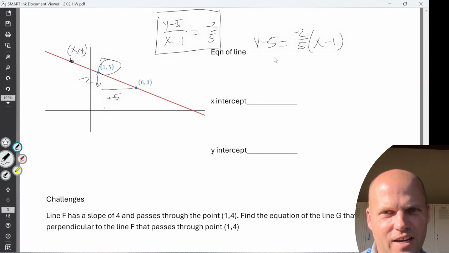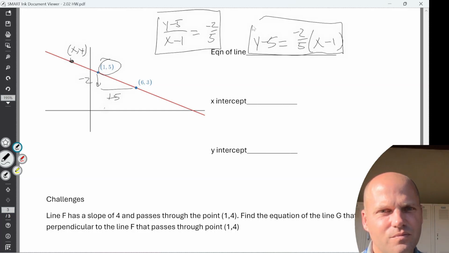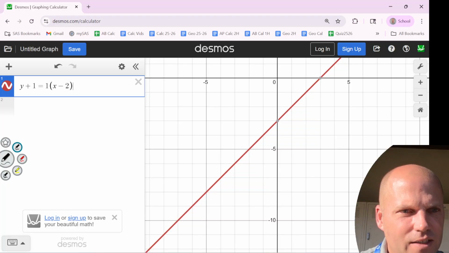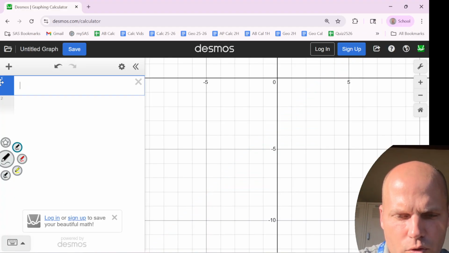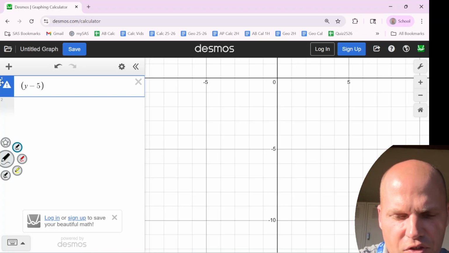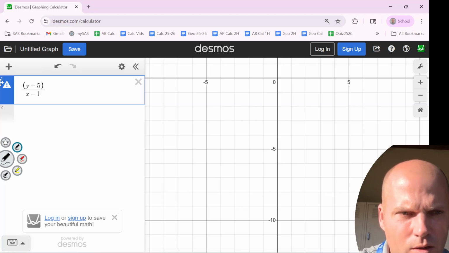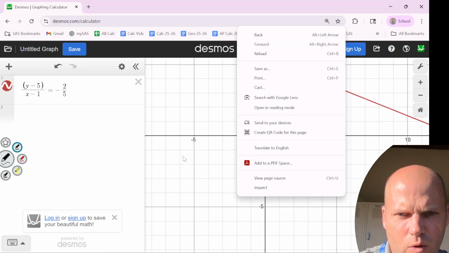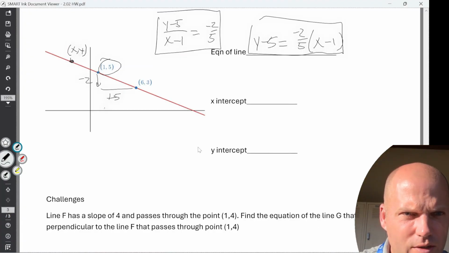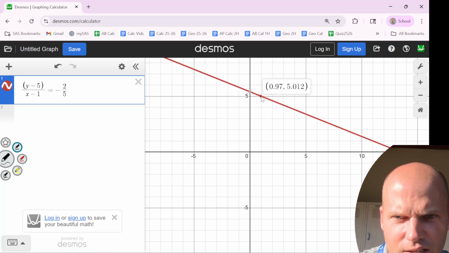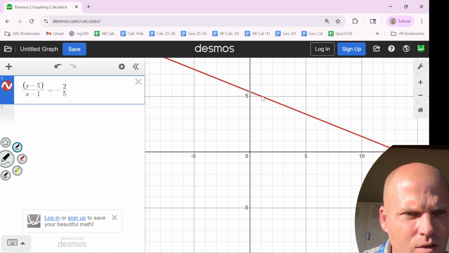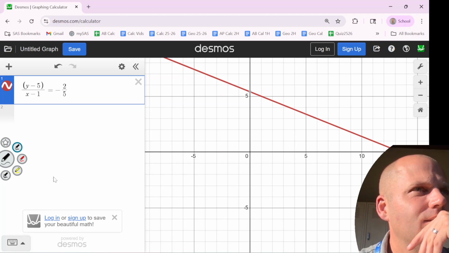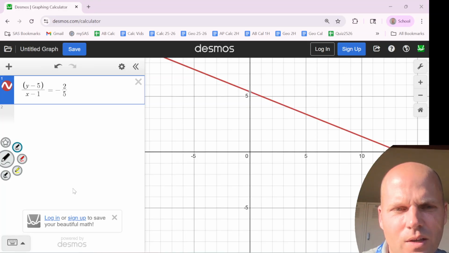This is the equation of a line, honestly. This is also an equation of a line. That's something I'll bring up in class today, which is cool. If you graph in Desmos (y minus 5) divided by (x minus 1), and you set that equal to -2/5, you get the equation of the line that contains the point (1, 5). It contains the point. Oh, look at that, it doesn't contain the point (1, 5). And that's why. Oh, that's fascinating. Okay, cool.